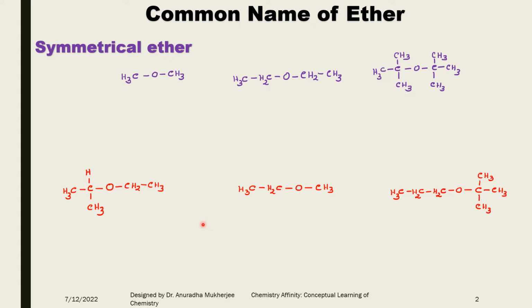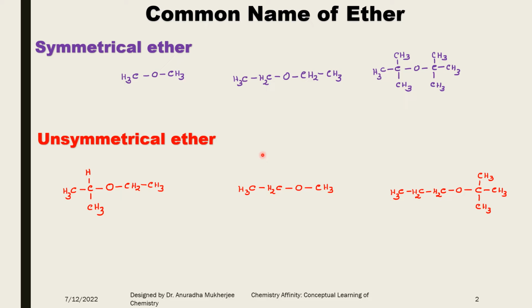Now here you can see in this type of ether molecule, this side has a different alkyl group and this side has a different alkyl group. So here it's an ethyl and an isopropyl. In this molecule, this is methyl and this is ethyl. And here it's a tertiary butyl and on one side it's a propyl. So this kind of ether molecule is called unsymmetrical ether.